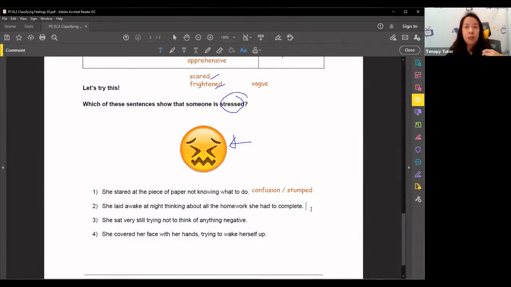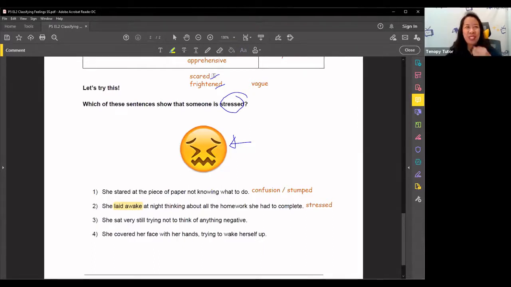Okay, let's look at number 2. She laid awake at night thinking about all the work she had to do. So if your mind is filled with things like, oh, I need to finish this, I need to finish that, oh, I haven't completed this, then you are stressed. So this is the one that we're looking for. This is a sign of stress, means you can't get all these things off your mind. In fact, she laid awake. Sometimes you get so stressed until you can't sleep at night. Has it happened to you before?